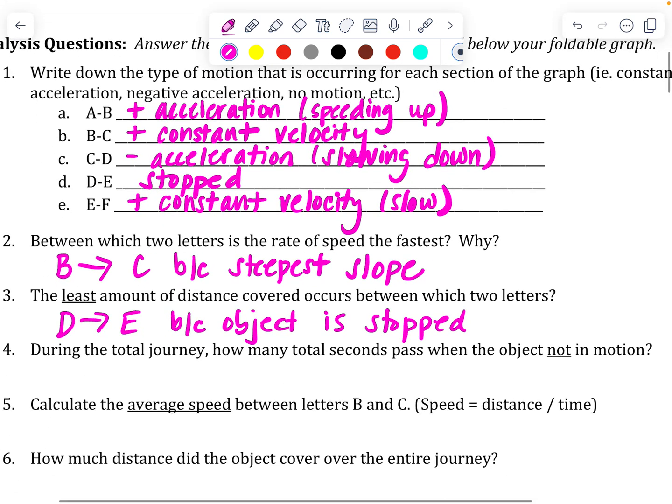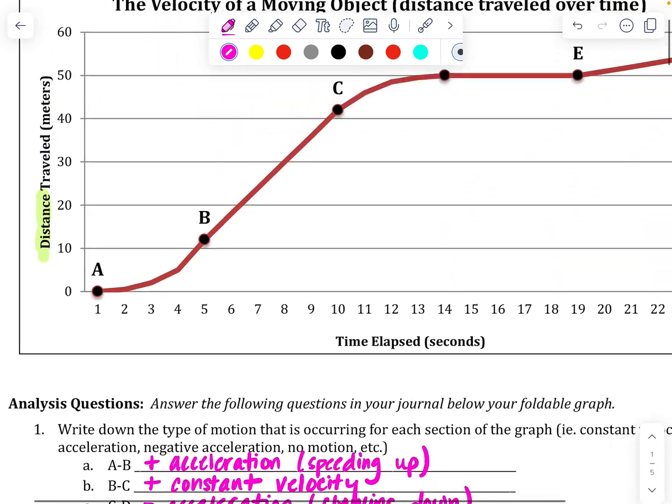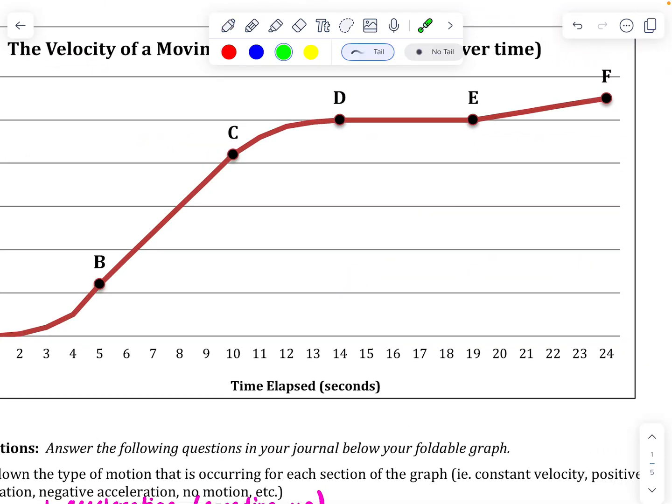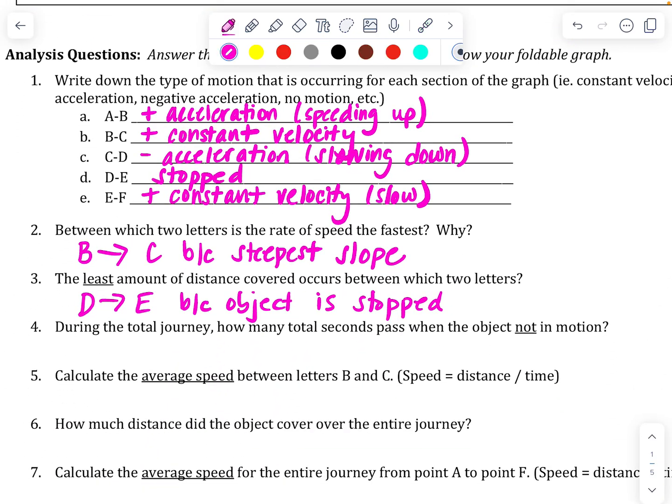And then during the total journey, how many total seconds pass when the object is not in motion? So if we look up here, that's going to be right here. So between like 14 when it stopped and 19. So I would say between 14 and 19 seconds. So 14 seconds to 19 seconds. And that's going to equal 5 seconds.